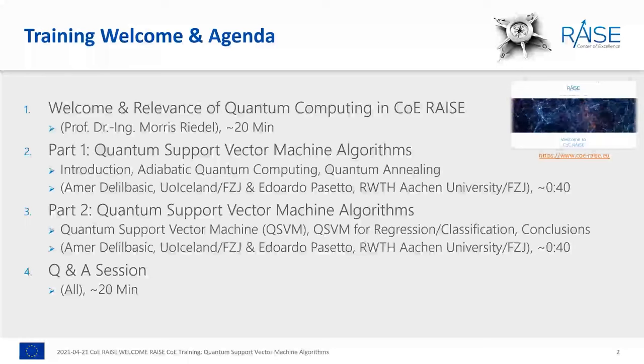In part two, we come to the real essence of the quantum support vector machines, which we call SVMs for short, and here in quantum space, QSVMs for short. We can use them for different areas in science and engineering. Here are some of them, like regression and classification techniques that we will also present. At the end of the seminar, everybody has the possibility to have questions and answers solved. And of course, Amer and Eduardo will also be available after the seminar for more questions directly.